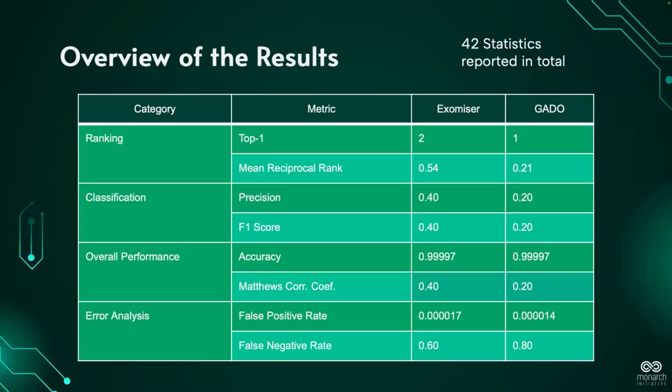And then this is just a super high-level view of some of the results. I'm trying to emphasize that there are different views we can take, like ranking, classification, overall performance or error analysis. We can see that Xmiser gets about twice as many as Gado in the top one, and the mean reciprocal rank is a lot higher than Gado's. Then we could look at precision and F1 score, which are equal for both, and accuracy is equal. We've got Matthews correlation coefficient, and the false positives and false negatives are represented in that summary table. So there are a lot of things you can look at for your tool to see how performance varies.